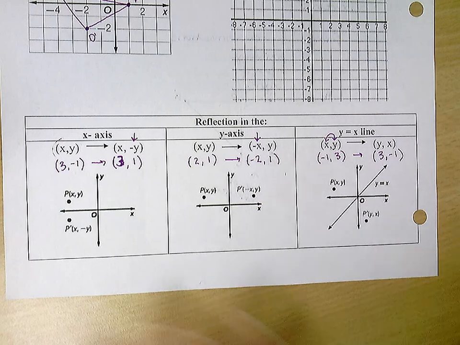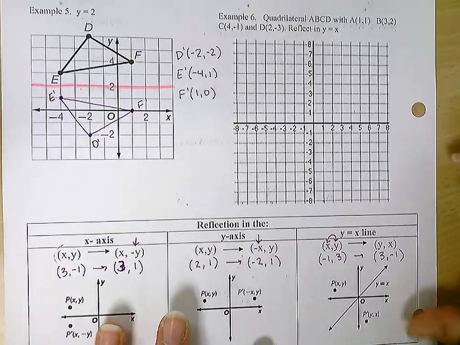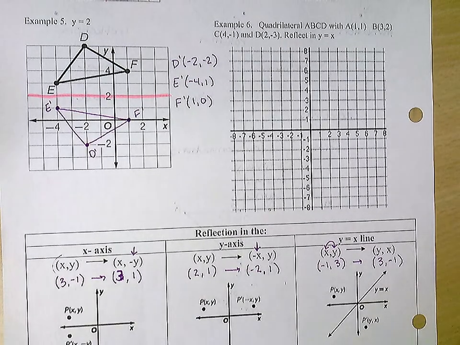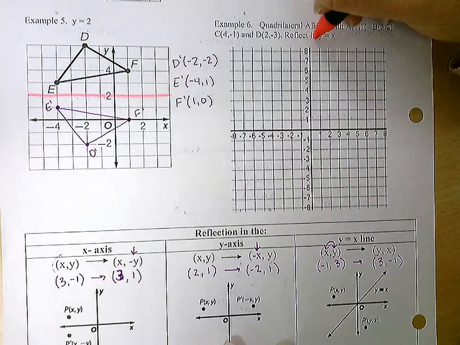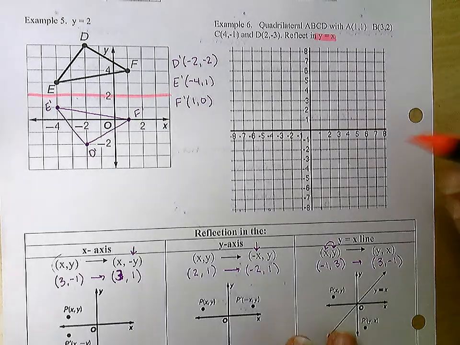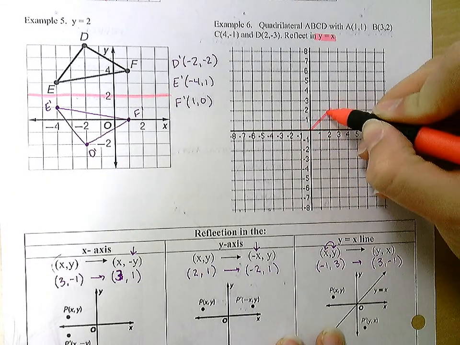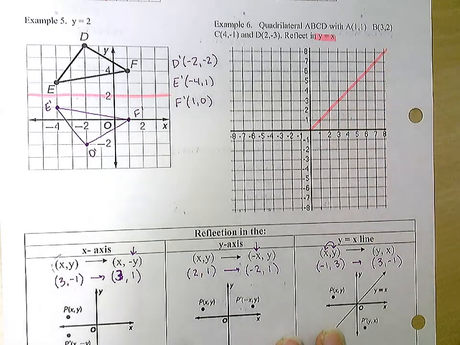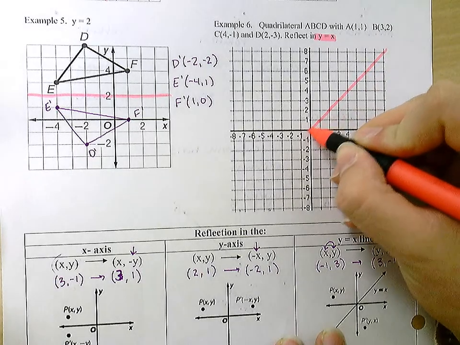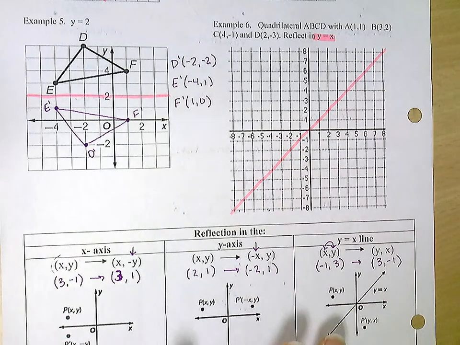So I wanted to go through that first before we did number 6, because in number 6 we want to reflect in the line y equals x. Okay, so we're reflecting in the line y equals x. So again, I still highlight this. So I'm going to start at the origin, and I need to go up 1 each time to make that diagonal line. Okay, same thing in reverse here. Okay, so that's your line y equals x. Okay, it's that diagonal line through the origin with a slope of 1.